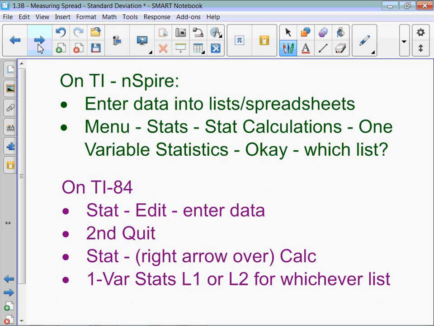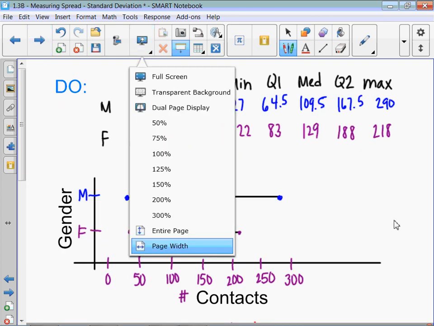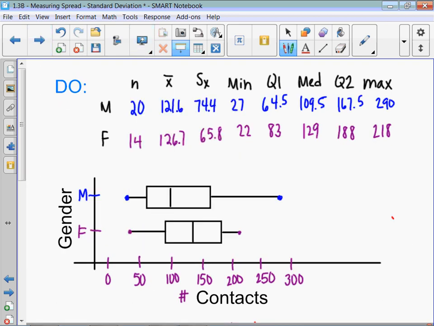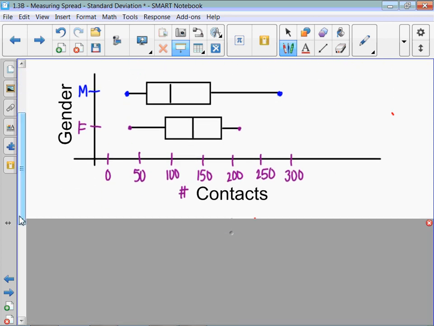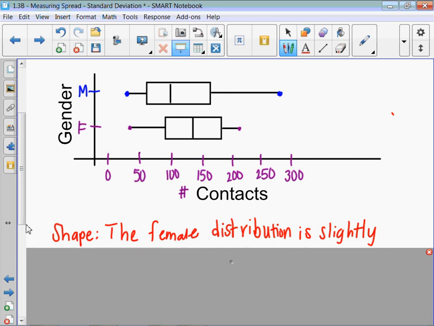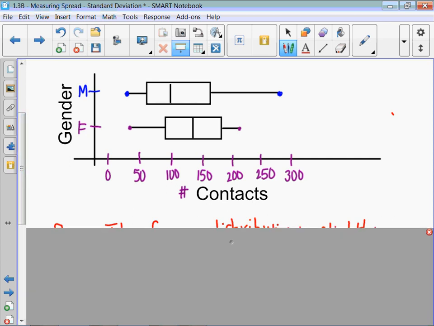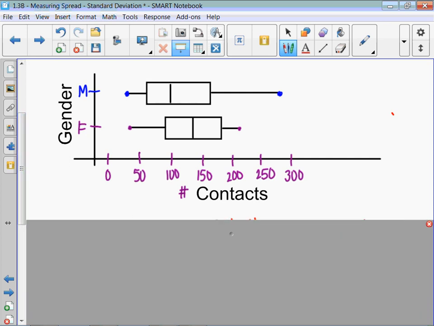All right, so state, plan, do. I wrote down all the data from my calculator, and I drew some box plots. And then we have to do our conclusions. I'm going to call on you guys and see if you can do this. Compare the distributions. When we're talking about shape, compare them, or talk about if they're the same shapes or different shapes.